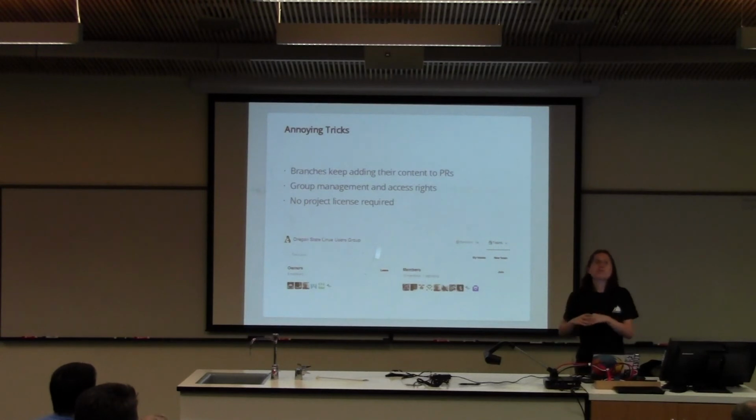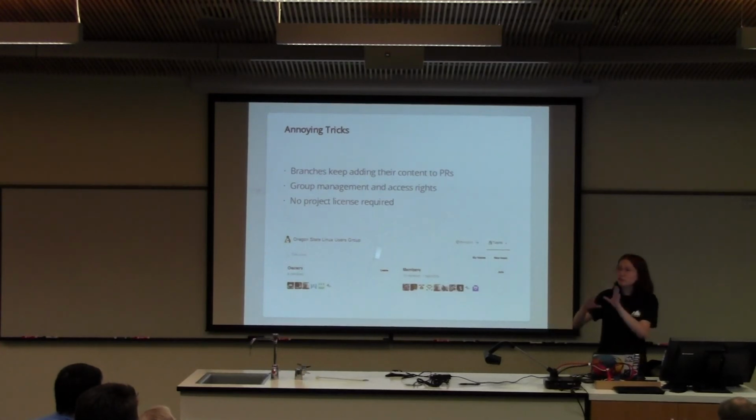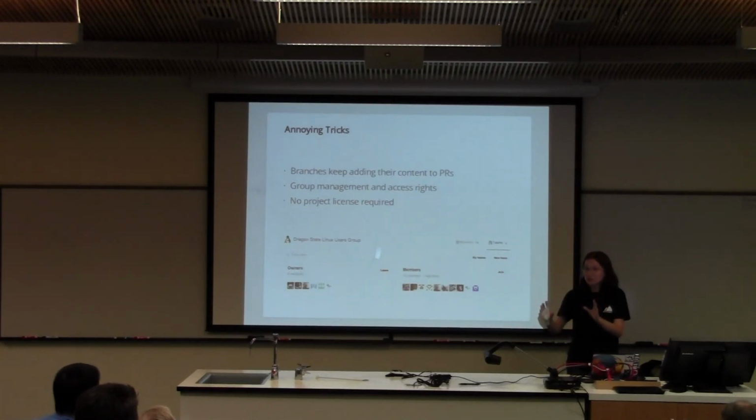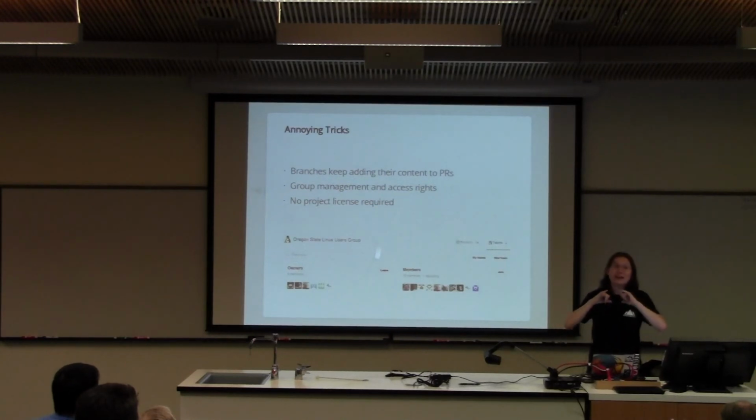There's a bunch of user management and access rights. And another problem is that GitHub doesn't demand that you license your code. Just because you've put your code on GitHub doesn't make it open source. It's only open source once you've put an open source license that applies to that code and says, yeah, you're legally allowed to share it.